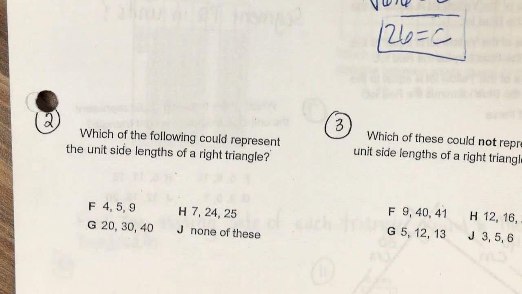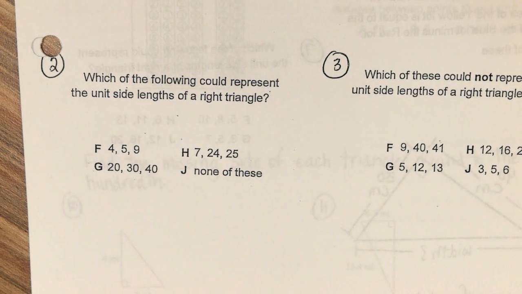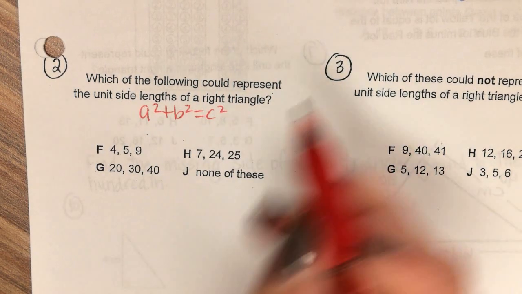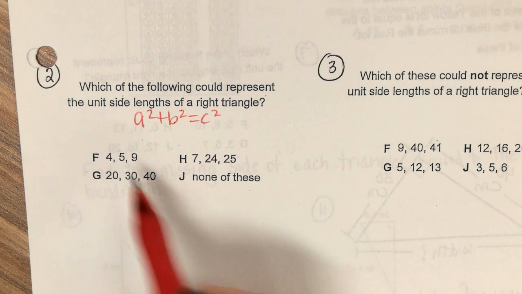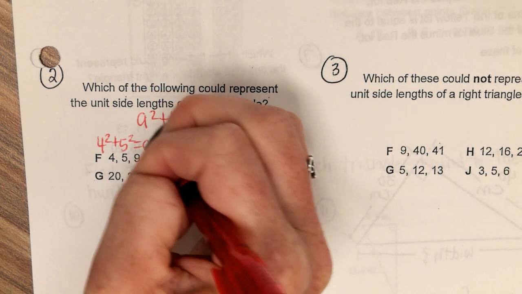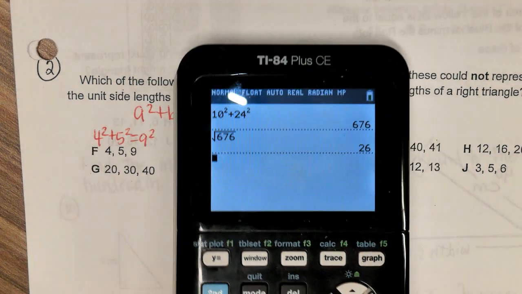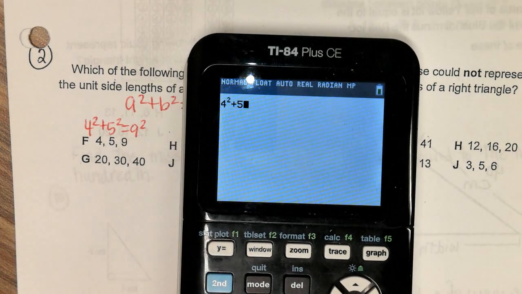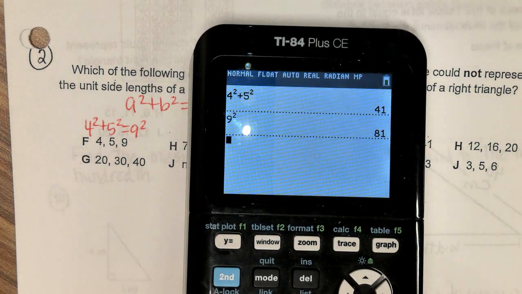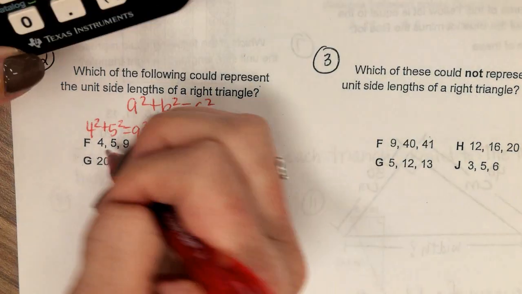Okay, number 2. Which of the following could represent the unit side lengths of a right triangle? Remember, all you're going to do on these is see which one is true by plugging them in to a squared plus b squared equals c squared. So like for choice F, you would say, is 4 squared plus 5 squared equal to 9 squared? Yes or no? So that is not a right triangle.